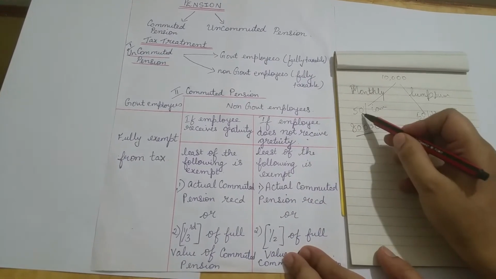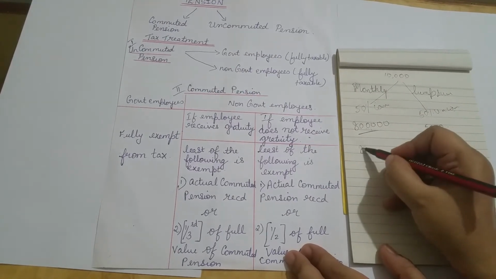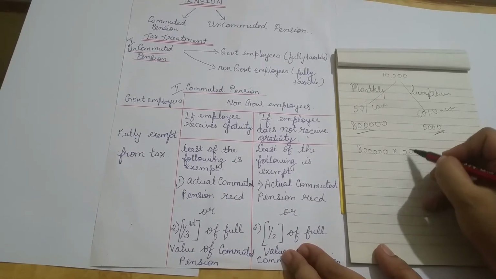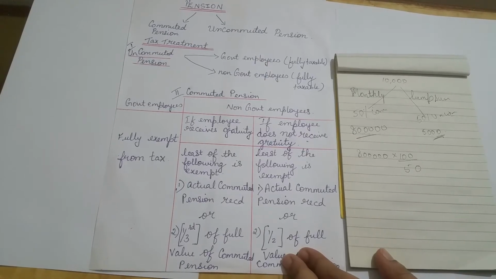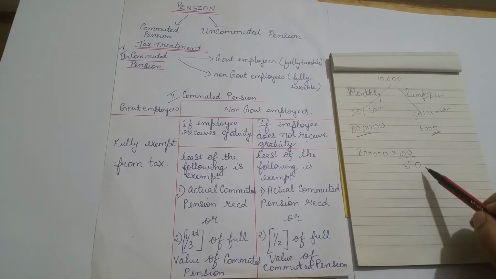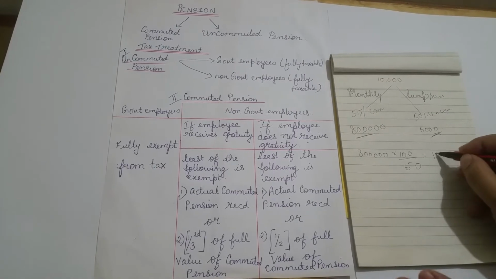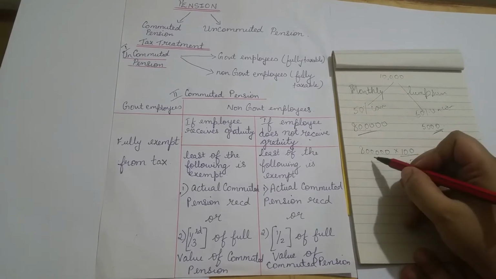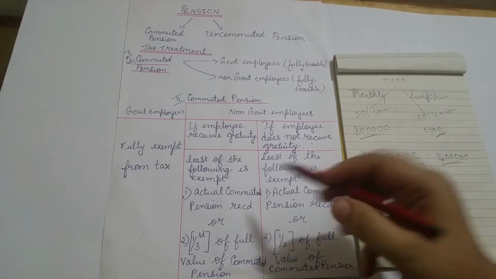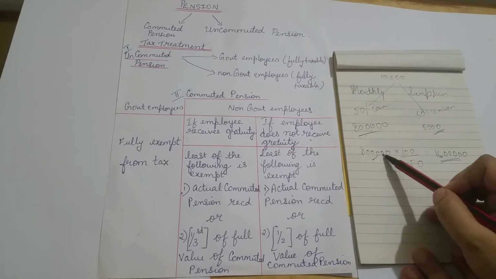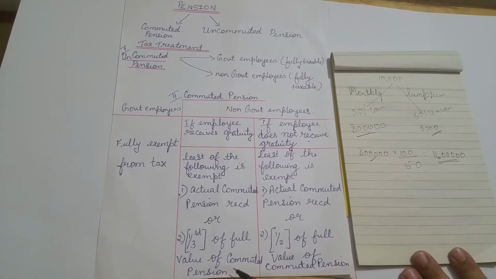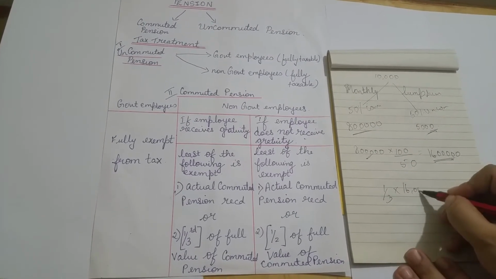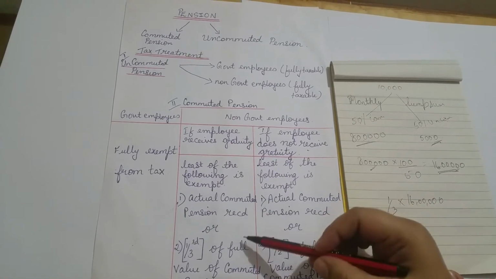Now 8 lakhs is 50%. So if I have to calculate 100% of pension, I take 8 lakhs into 100 divided by 50, and I will get 16 lakhs. So if I had commuted the entire pension, I would have got 16 lakhs, whereas I have commuted only 50%, which is 8 lakhs. So here actual commuted pension received is 8 lakhs or 1/3 of full value of commuted pension. Full value of commuted pension is 16 lakhs. I hope you understood the difference between these two.